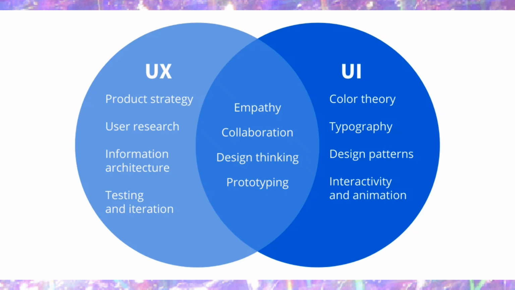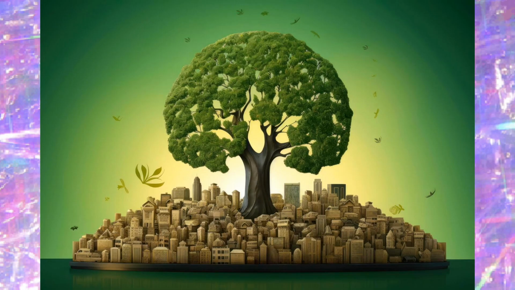In essence, UI is about how the interface looks and feels. UX is about why and what the user is doing. Graphic design provides the visual language for both UI and UX. Environmental graphic design, EGD, also known as experiential graphic design, uses graphic design principles to enhance the built environment and create memorable experiences for users.